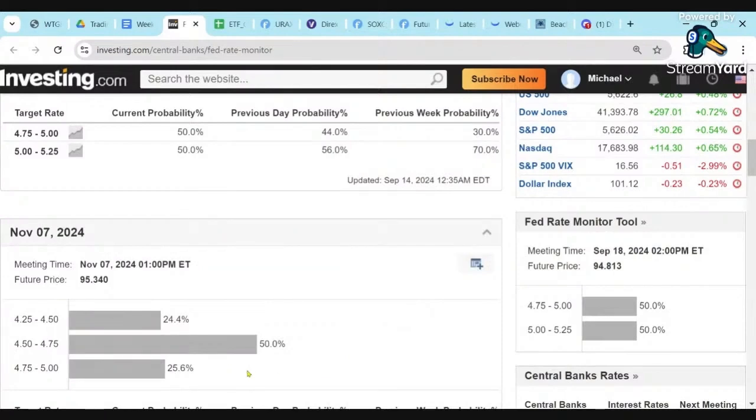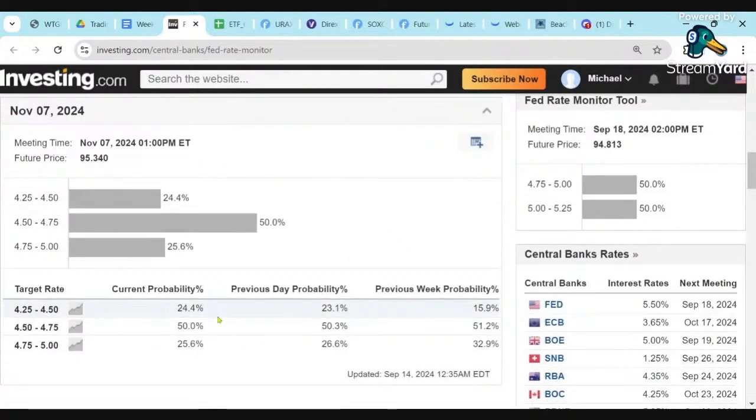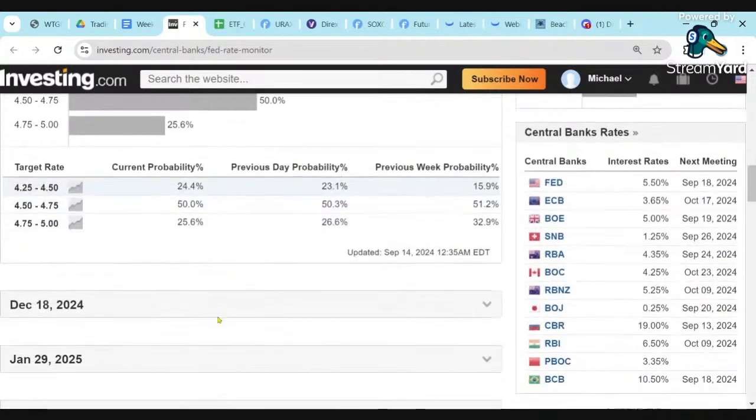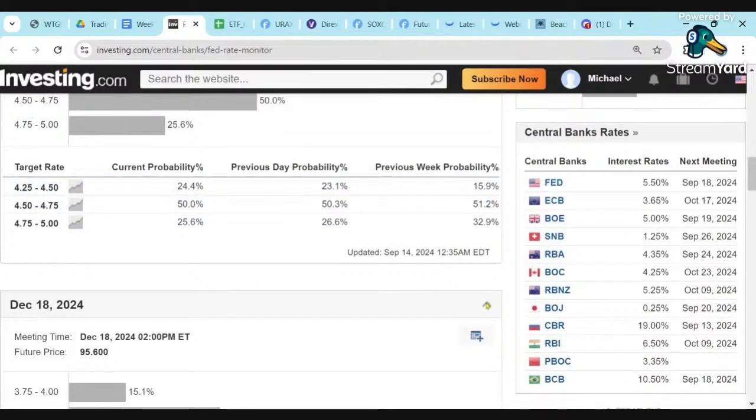So as of November, there's no chance they're just going to do 25. We've got a 25% chance of 250 basis points of cuts, 50% chance of 3 basis points of cuts, and a 24% chance of a whole point, 100 basis points of cuts. Look at December very quickly.